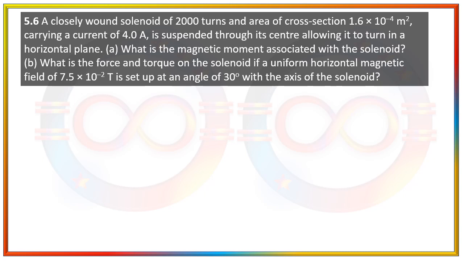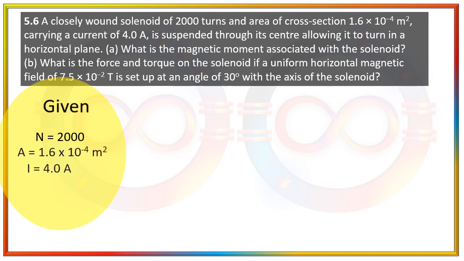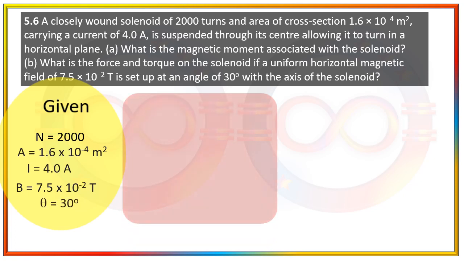Question number 6: there is a solenoid, the total number of turns is 2000 and the area of cross section is given. So what is given: n is equal to 2000, area of cross section is given, current passing is 4 ampere, suspended through its center allowing it to turn in a horizontal plane. What is the magnetic moment associated with the solenoid? B, the magnetic field, is given as per the B part. Let us first calculate the A part of this question.